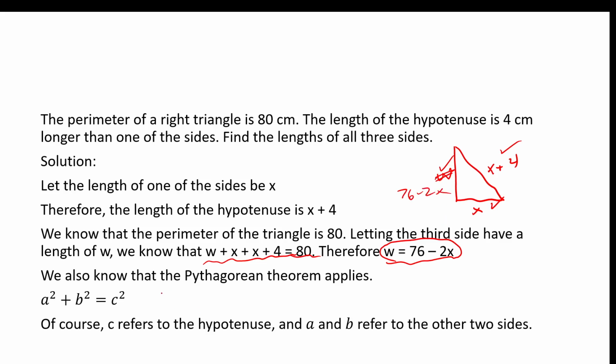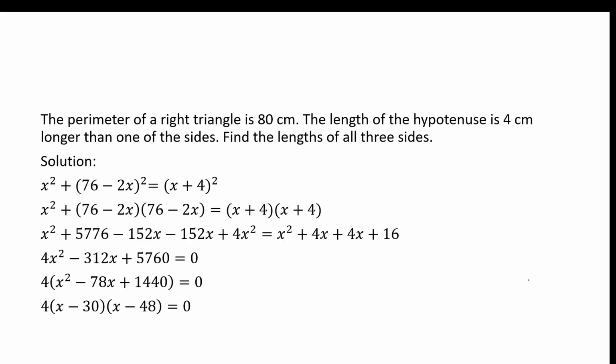Now, like it says here, the Pythagorean theorem tells us a squared plus b squared equals c squared. C refers to the hypotenuse, and a and b refer to the other two sides. So we're going to be able to say that x plus 4 quantity squared is going to equal x squared plus 76 minus 2x quantity squared. And that's what we get on the next side. And then all we do is we just put 76 minus 2x next to each other, and we distribute.